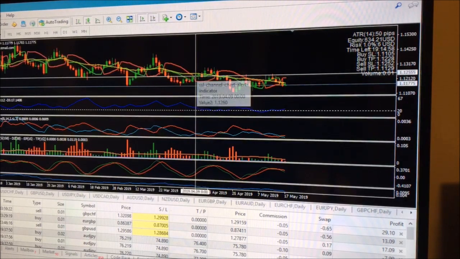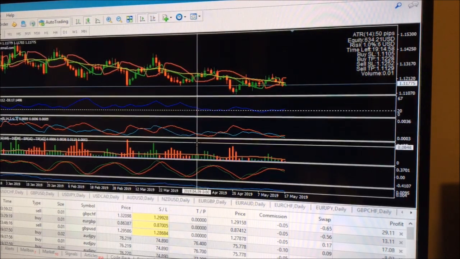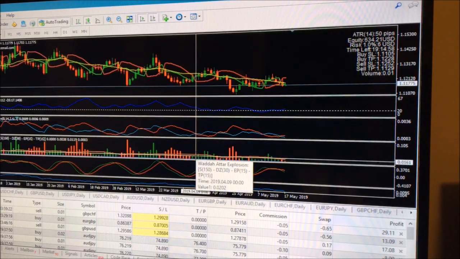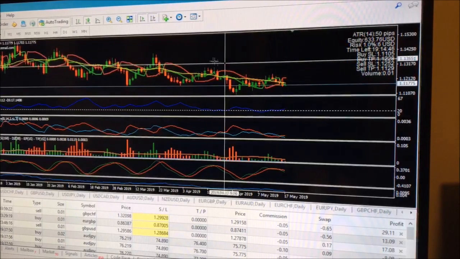Here we wouldn't have gotten in because, again, we didn't get the candle to close above the baseline, even though it looks like almost everything else lined up. Maybe not the Waddah Attar. But yeah, that's how the system works.